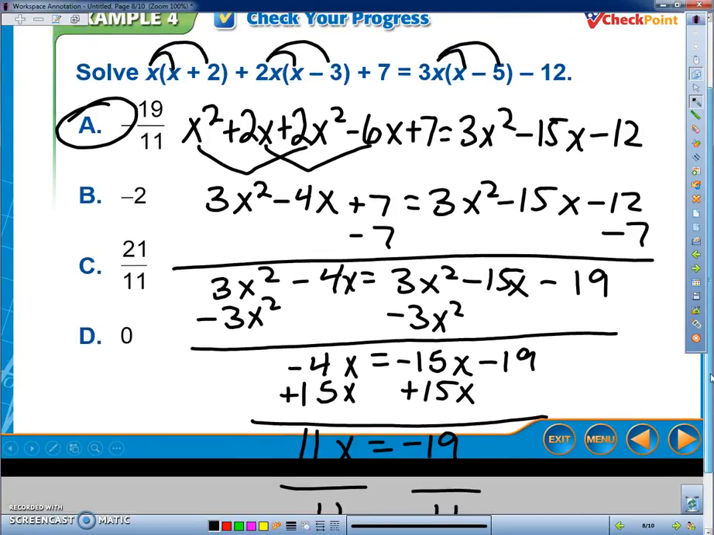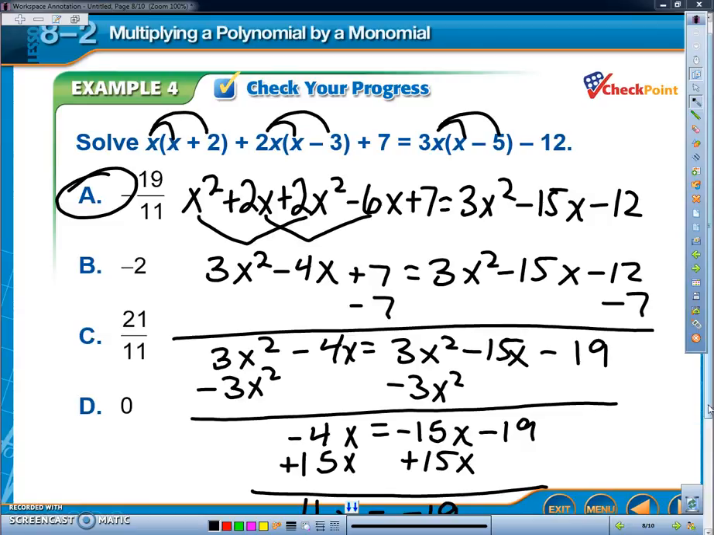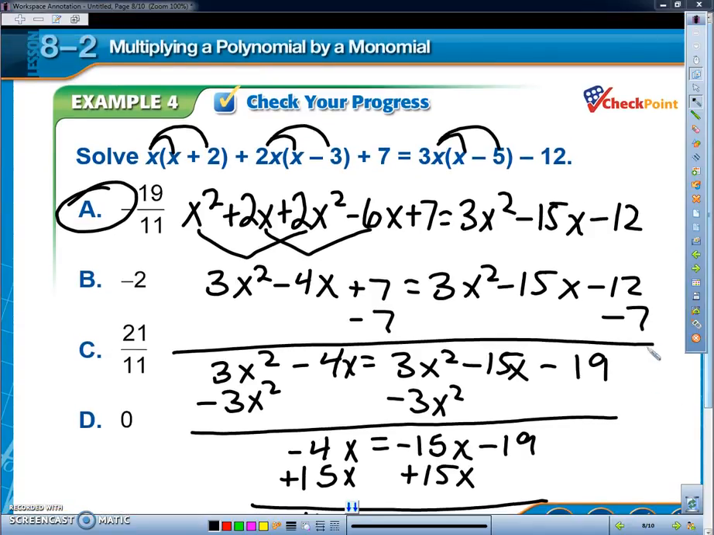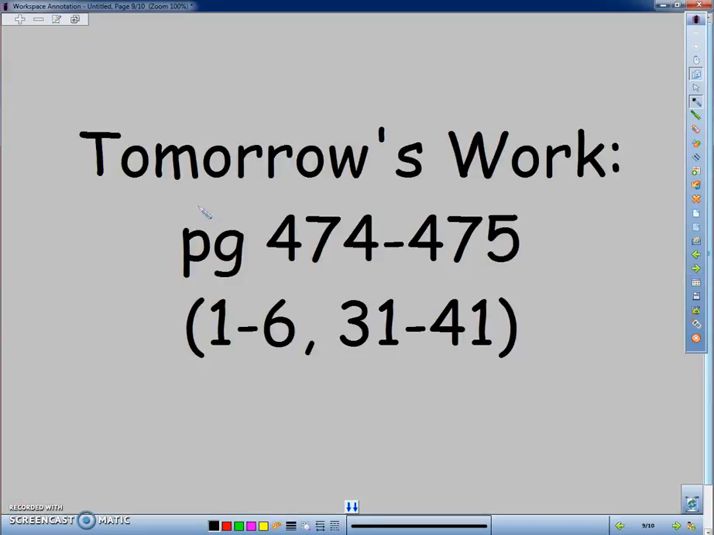Wowzers, that is a lot of work on one problem. Welcome to algebra. All right, that's what it's going to take. This shows you how neat you have to be. Some of you guys, if you get messy with your writing, you will not be able to do this stuff right here. Okay? All right.